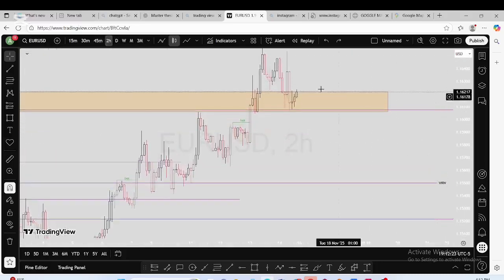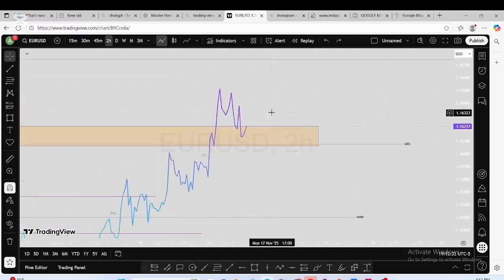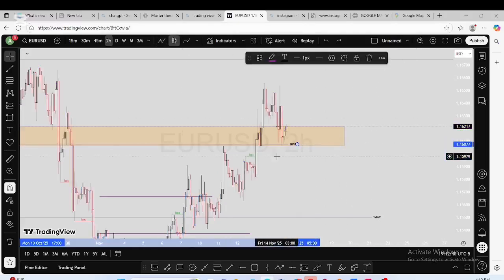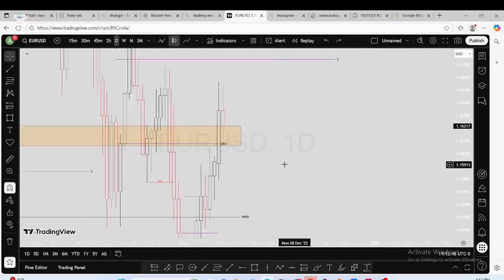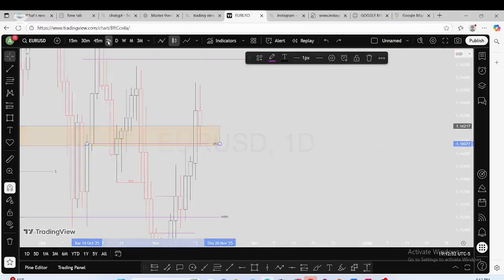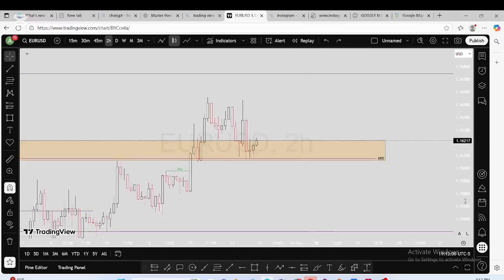Coming to 2 hours. Changing this to line chart. This is the level here. Okay, this is the level I have. I think 2 hours have confirmed it. This is the level I have daily reject daily from. Okay, daily reject daily. 2 hours has not confirmed a break of structure for me.